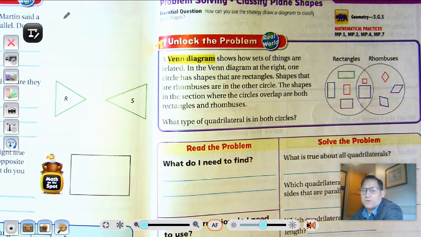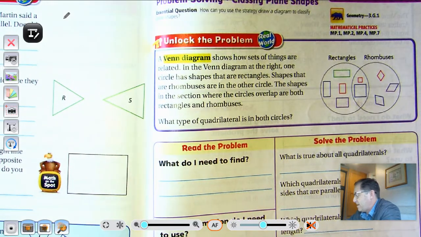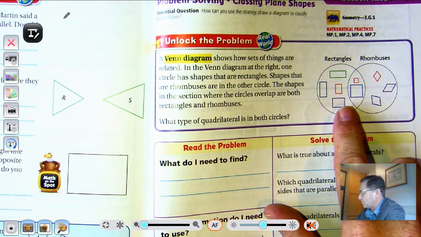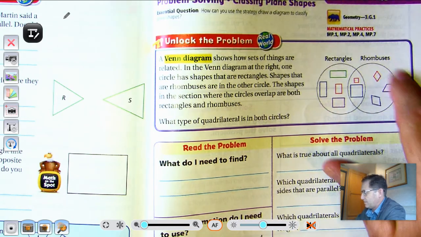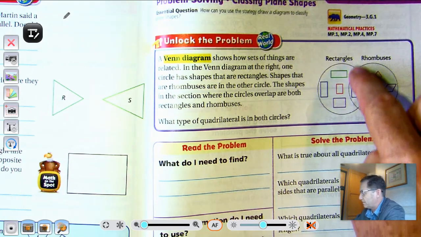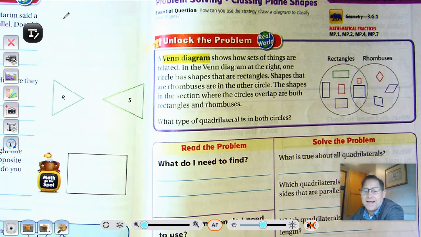The diagram we're going to be working with today is called a Venn diagram. And a Venn diagram shows how sets of things are related. In the Venn diagram at the right, one circle has shapes that are rectangles. Shapes that are rhombuses are in the other circle. The shapes in the section where the circles overlap are both rectangles and rhombuses. And our question is, what type of quadrilateral is in both circles?